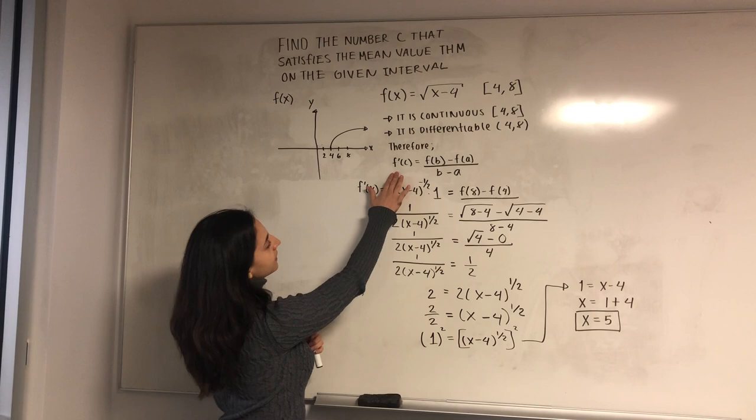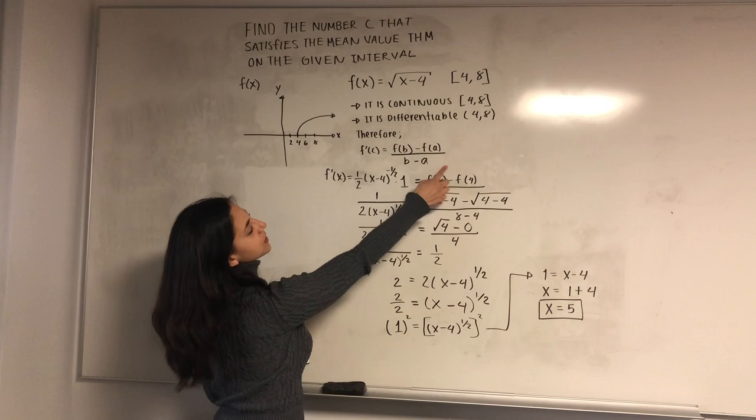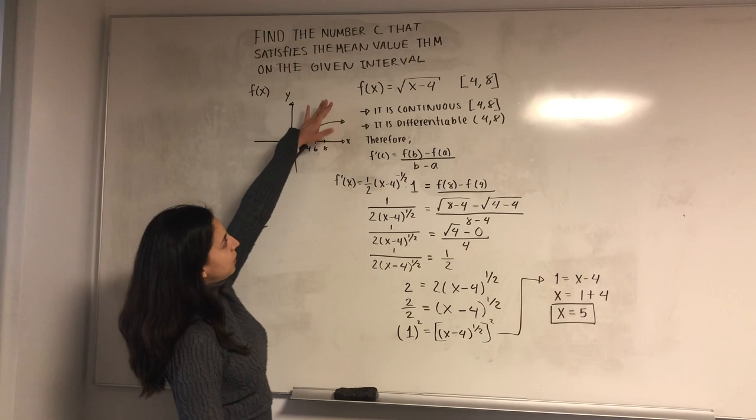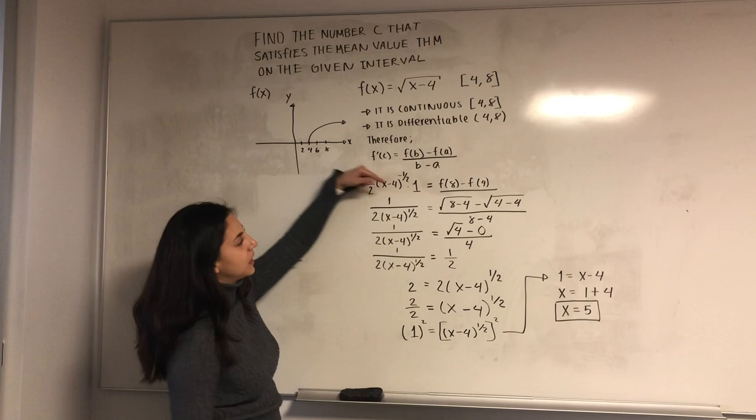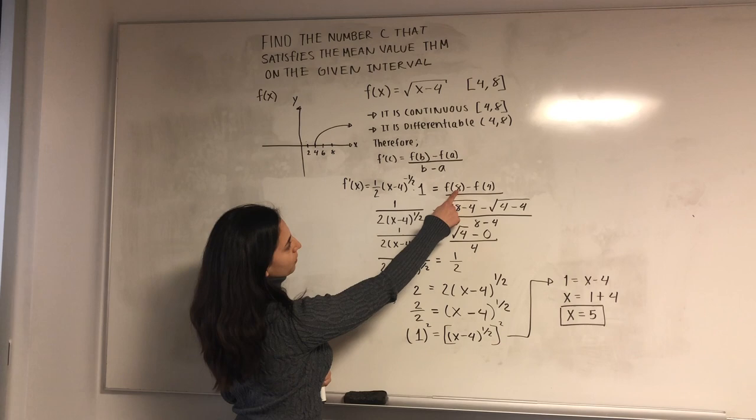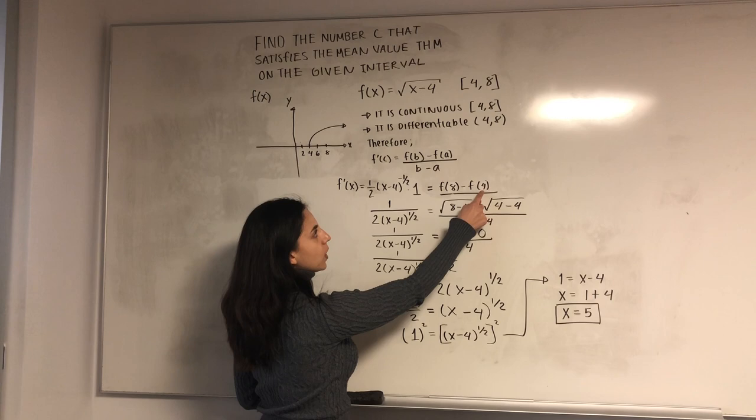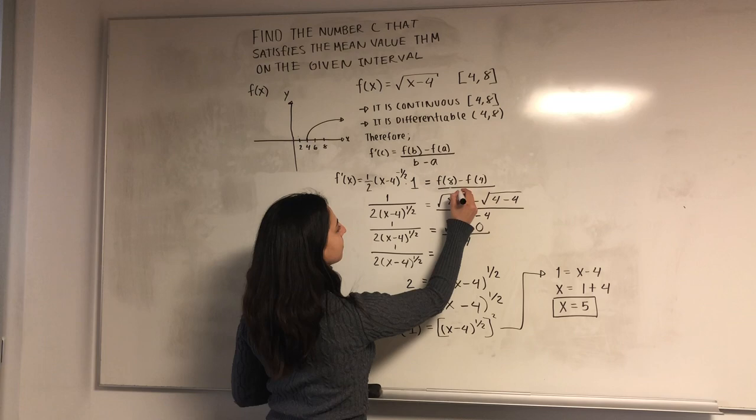And as we know, f prime of c equals f of b minus f of a over b minus a. So then we take the derivative of the function, and we have 1/2 times x minus 4 to the minus 1/2 times 1, because we apply the chain rule, and we set this equal to f of 8, because we're plugging in 8 since this is b, minus f of 4, plugging in the a, over 8 minus 4.